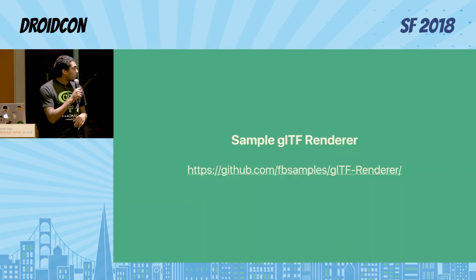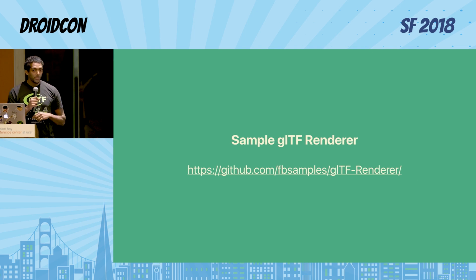So I've actually provided some sample code on FBSamples, or github.com/FBSamples glTF renderer, that shows how to do this with a very minimal abstraction renderer that uses OpenGL ES in Java. So there's no abstraction here. You can see exactly how this works if you want to have a good introduction to how 3D rendering works on Android.